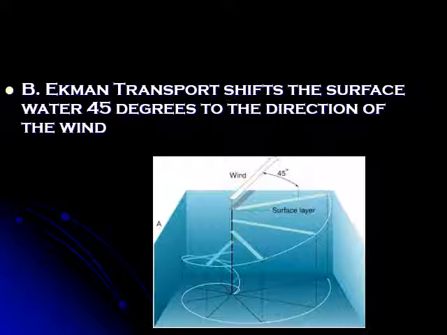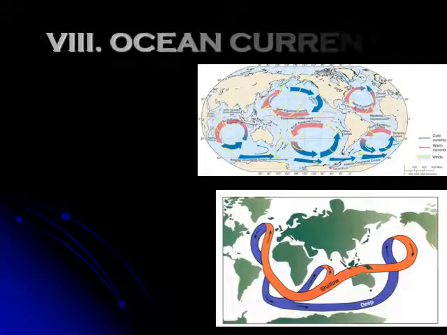However, if you add all the directions of these arrows in which they're moving, the net direction is going to be 45 degrees to the direction of the wind. So in the northern hemisphere, if your wind is to the north, your Ekman transport, your net direction, the total sum direction of all the water, is going to be transported 45 degrees to the right in the northern hemisphere, 45 degrees to the left in the southern hemisphere. So that's called Ekman transport. We'll go over more details in class.